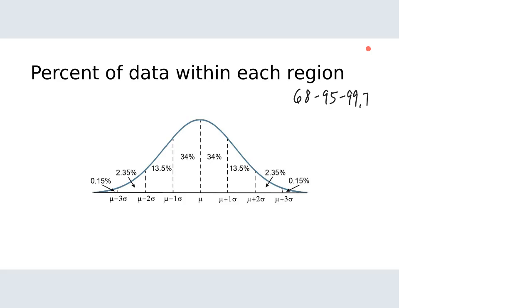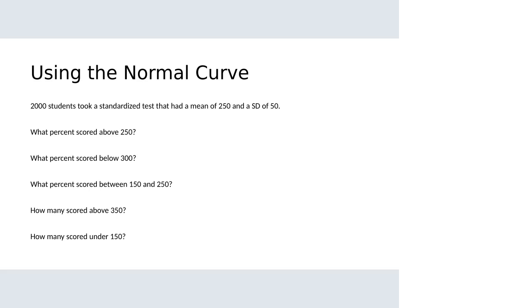Okay, this picture is going to be important for us as we solve problems. So up next, let's look at the types of problems we're going to solve. "2,000 students took a standardized test that had a mean of 250 and a standard deviation of 50." And then we have a series of questions down there.